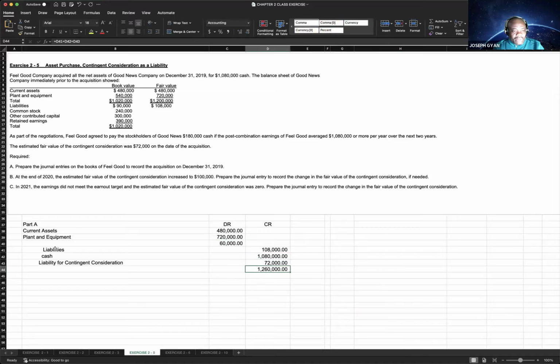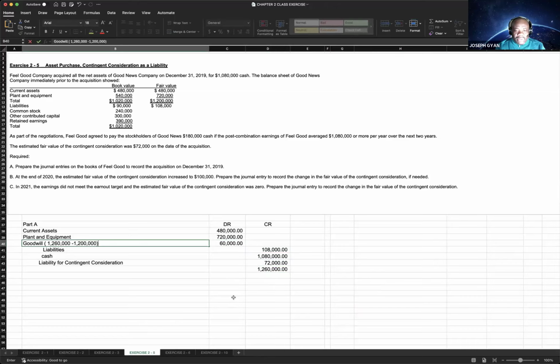So here we have a goodwill. We are paying extra money to get this company. 1,260,000 minus the 1.2 million on the debit side. So it means that there is a positive goodwill of 60,000. Any question before we go to B? Any question, please? Good.